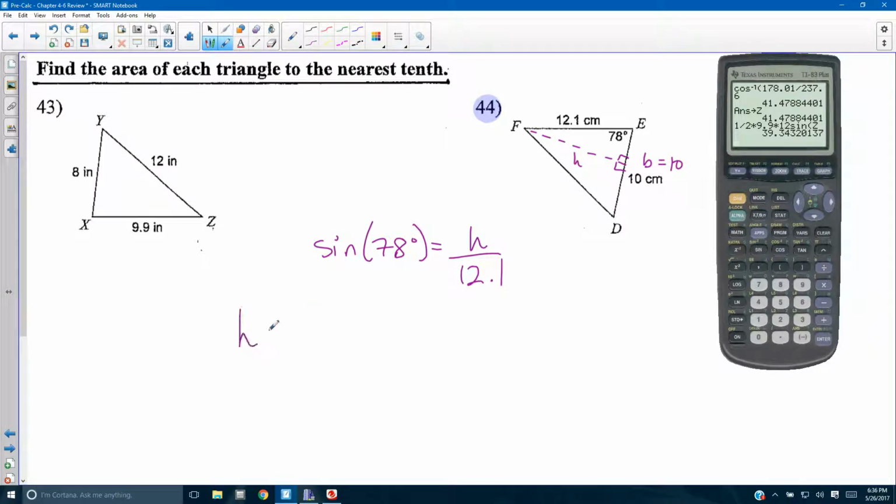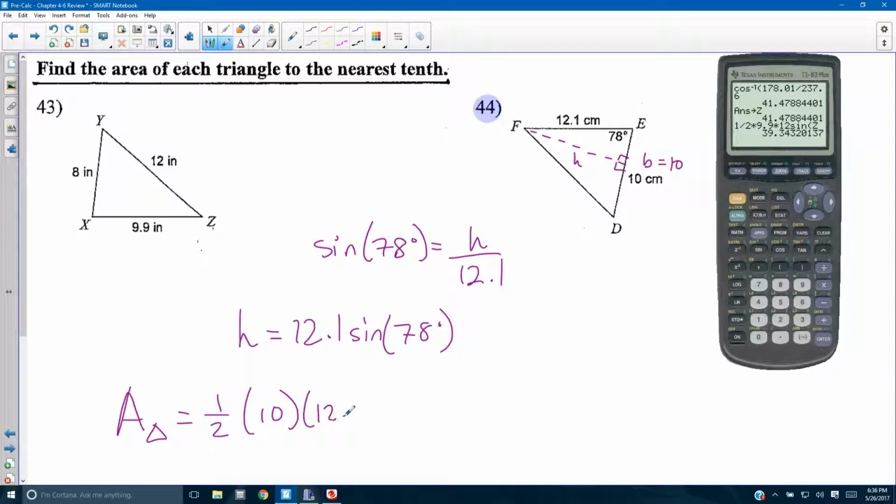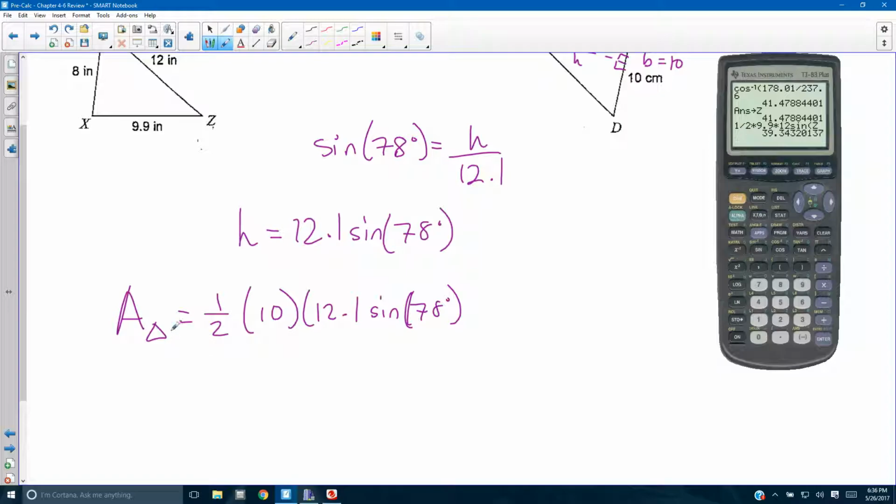So h is 12.1 times the sine of 78 degrees. My base that I'm using is 10. So the area of my triangle here will be 1/2 base times height. That's 10 times 12.1 times sine of 78. If you did it the other way, what would be switched is the 10 and the 12.1, but 10 times 12.1 is still 121. It doesn't change that part of the area.